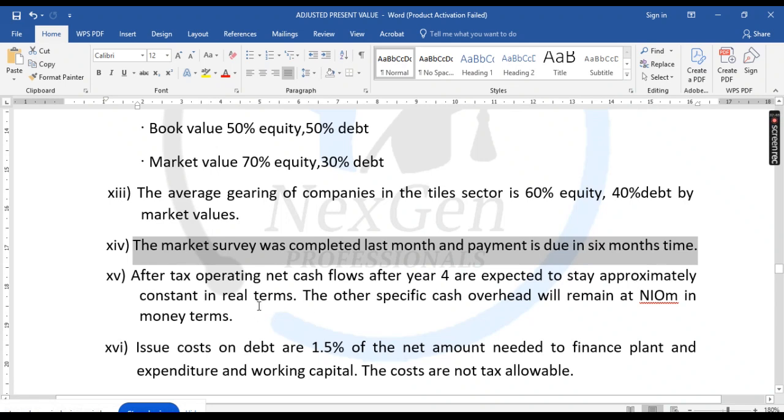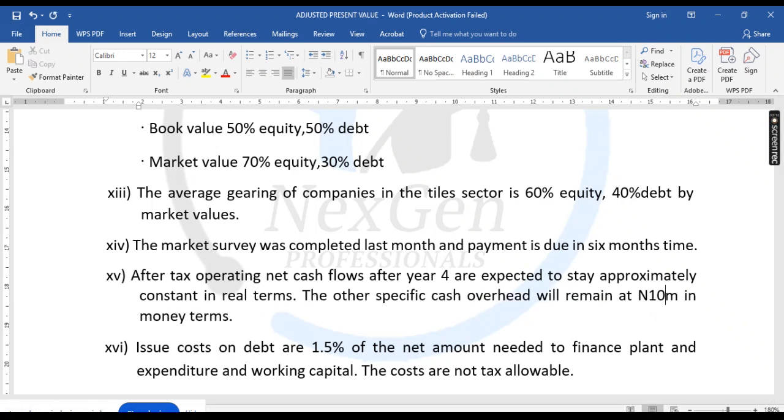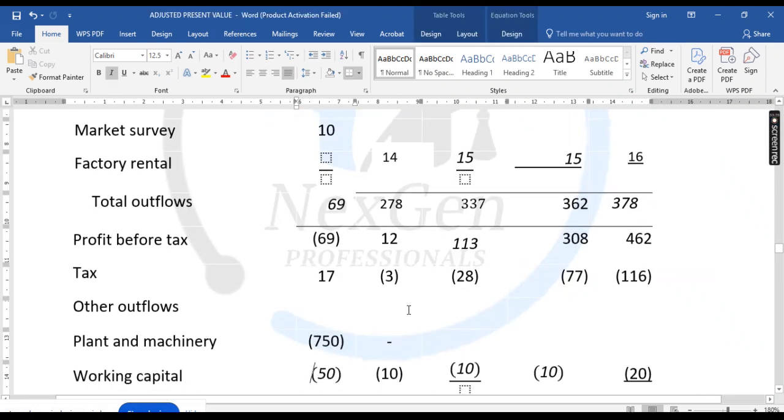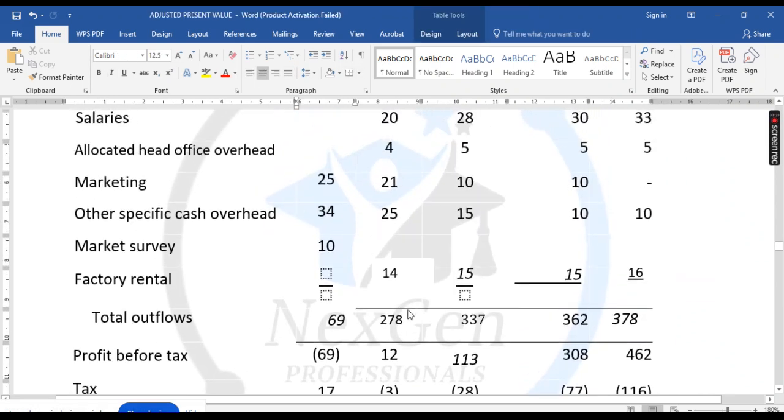After-tax net operating cash flows after year 4 are expected to stay approximately constant in real terms. The other specific overhead will remain at 10 million in money terms. You can see the other specific overhead will remain at 10 million in money terms. So the specific overhead given to you will remain at 10.